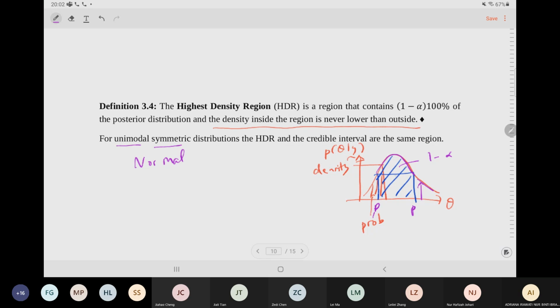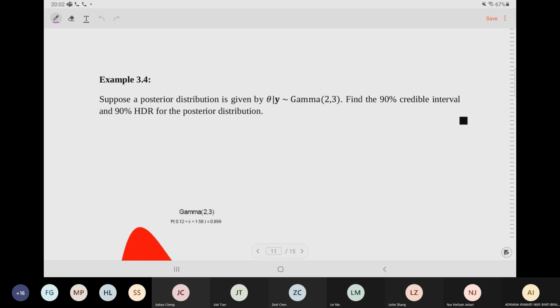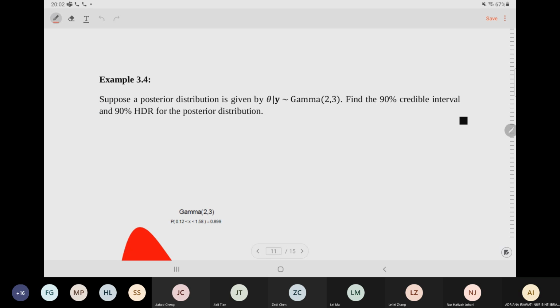So how do we actually do this? By trial and error. If you look at this example, we have a posterior distribution given by gamma(2,3), and you want to find the 90% credible interval and the 90% highest density region. So this means your alpha is 10%, or 0.1. Then 1 minus alpha is 0.9.